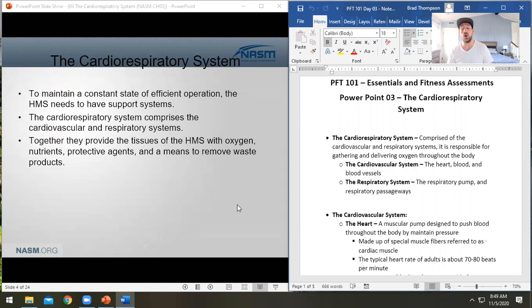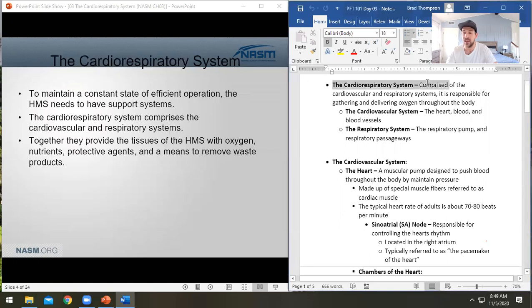So what is the cardiorespiratory system? What am I talking about when I say that? Well, the cardiorespiratory system is comprised of two, like I said, interdependent systems. It's comprised of your cardiovascular and your respiratory systems, and it's responsible for gathering and delivering oxygen throughout the body, right? So the cardiovascular system is the delivery system, and the respiratory system is gathering it from our atmosphere. Both of those systems come together to make up cardiorespiratory in general, and together they ensure proper cellular functioning throughout your entire body.